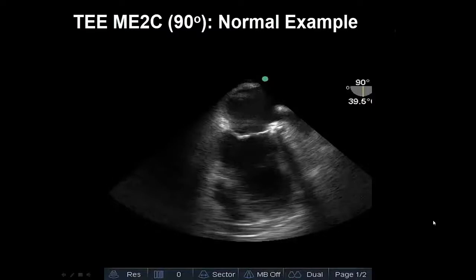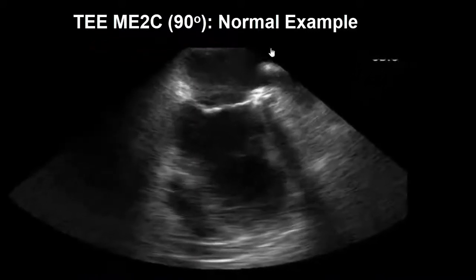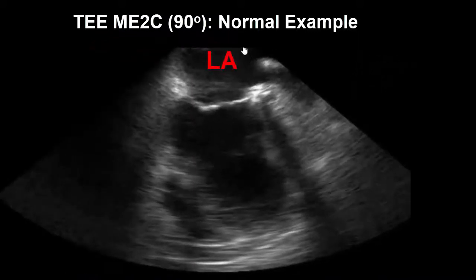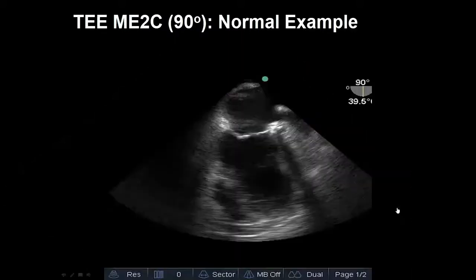So stepping away from the case for an example of normal anatomy, we start out by getting our view of the mid-esophageal two-chamber view, which is focusing primarily on left-sided structures. This is obtained by getting our mid-esophageal four-chamber and then adding 90 degrees to it on the omniplane angle. To orientate ourselves, we see here that there's a left atrium, mitral valve, left ventricle, and also attached to the left atrium in continuity, the left atrial appendage, seen here.